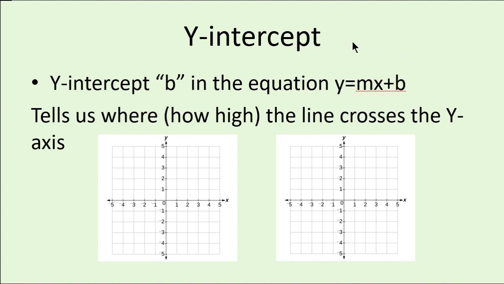For example, for the equation y is equal to 2 times x plus 3, we would have y-intercept at point 3, and since slope is 2, for each unit to the right, we would go 2 units upward, right? So this would be our second point.